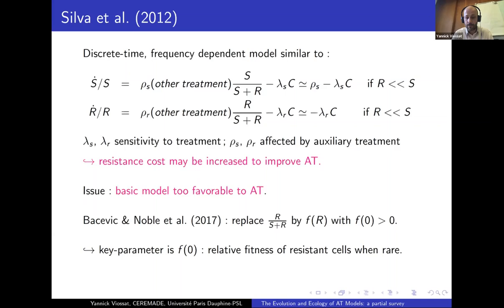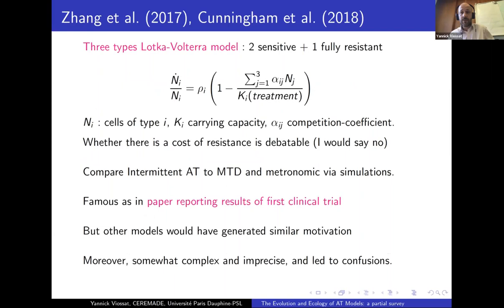Another influential model that Bob already presented is a model in Zhang et al. That has been developed further by Jessica Cunningham and co-authors. So it's a Lotka-Volterra model with two sensitive and one fully resistant type. And it has a number of things that are a little bit special. So first, there are three types and not two, so it's a little bit more complicated. Second thing is that there is not only competition between the types, one type helps the other, which is not crucial in the model, but is something that is a little bit different from most other models I know.